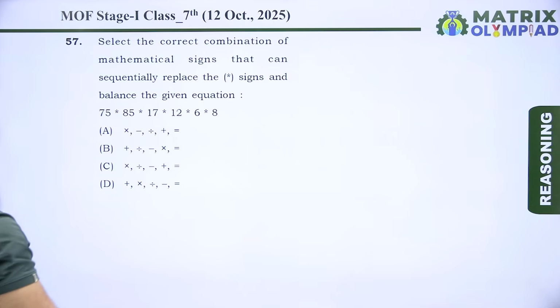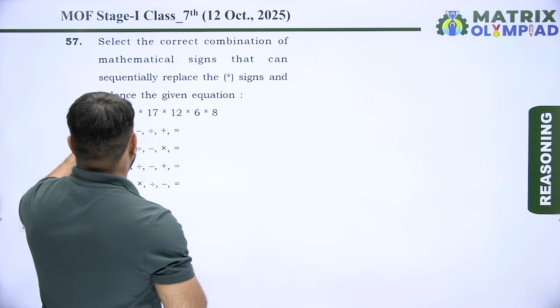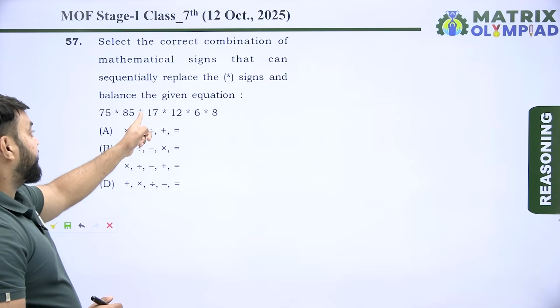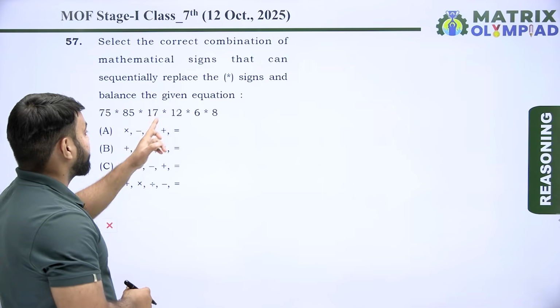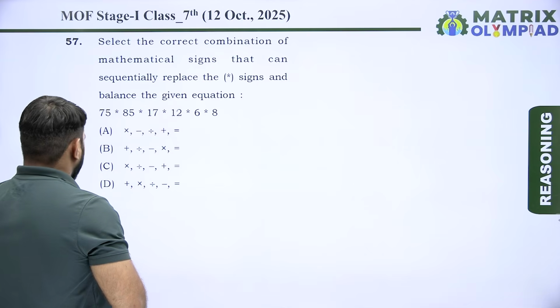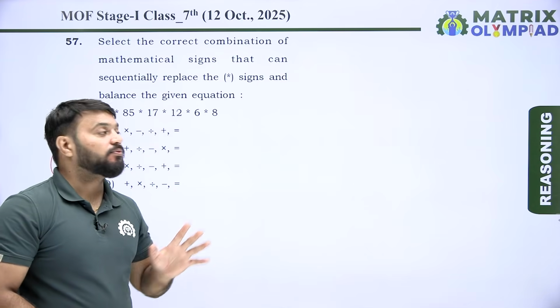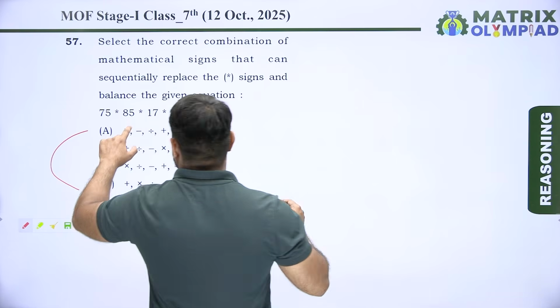So now the next question is question number 57. Select the correct combination of mathematical signs that can sequentially replace the asterisk signs and balance the given equation. So the equation is 75 * 85 * 17 * 12 * 6 * 8. So in these questions, take the options one by one and then check which one will follow correctly. So first taking option A.